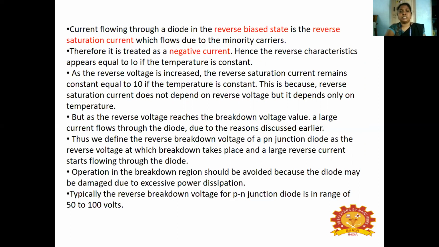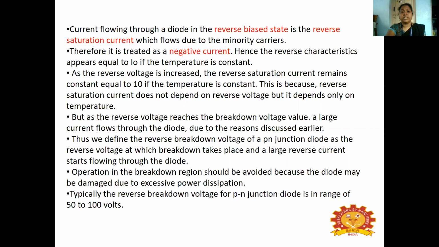As the reverse voltage is increased, the reverse saturation current remains constant, equal to I naught, if the temperature is constant. The reverse saturation current will not vary according to the voltage. This is because it does not depend on the reverse voltage but depends purely on the temperature. We know that the diode is purely temperature dependent.